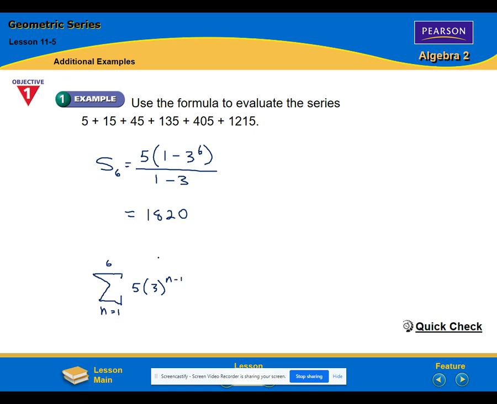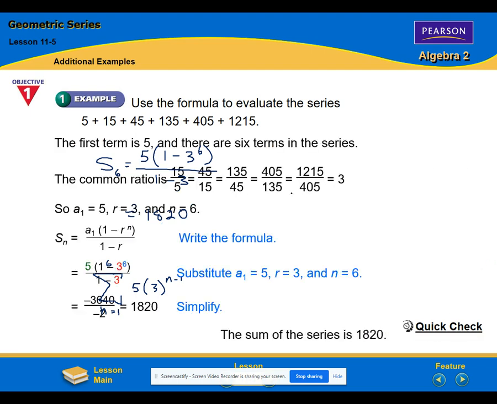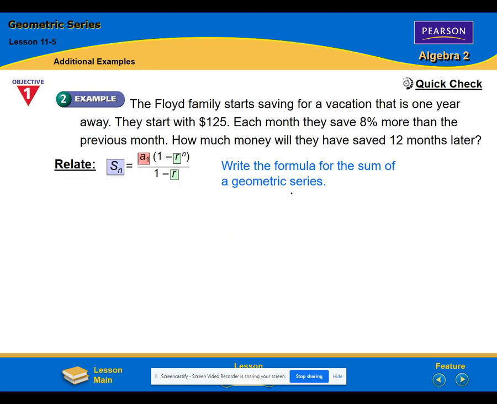This summation notation describes this situation exactly, and its sum is 1,820. All right, next example. The Floyd family starts saving for a vacation that is 1 year away. They start with $125. Each month they save 8% more than the previous month. How much money will they have saved 12 months later?